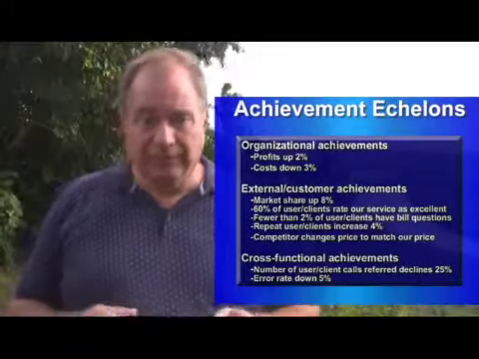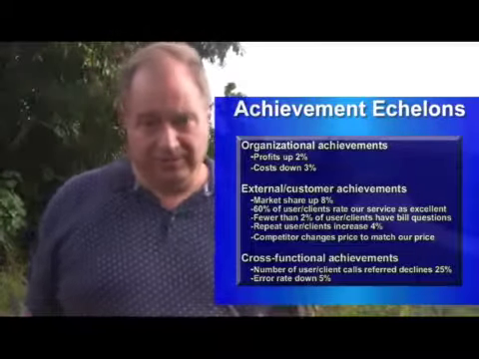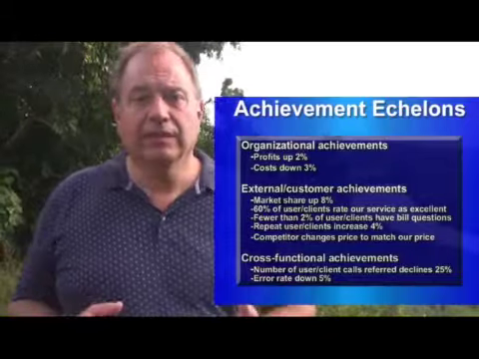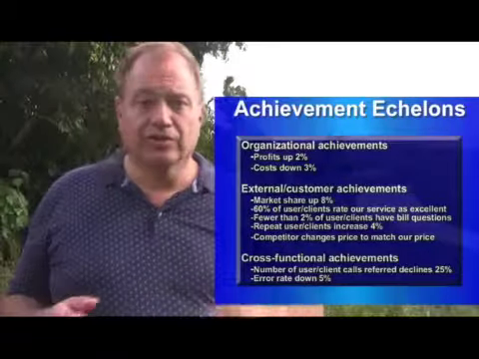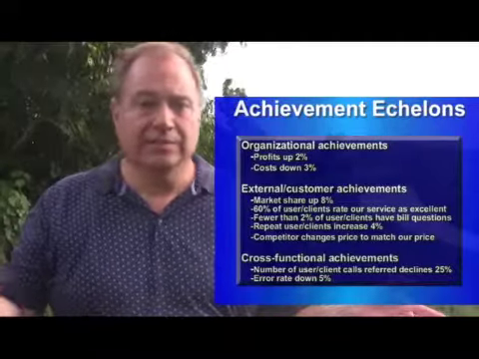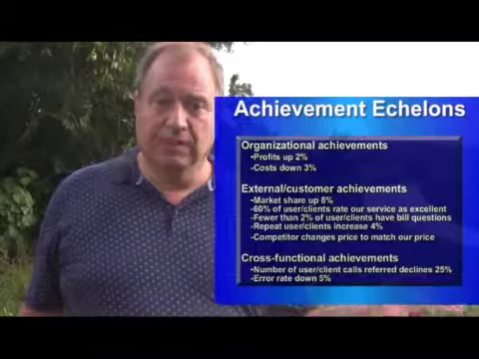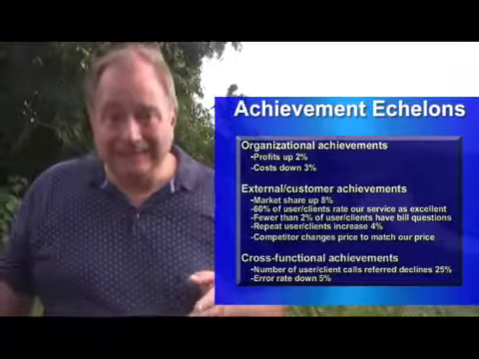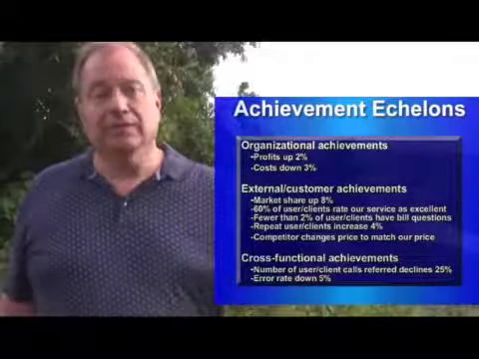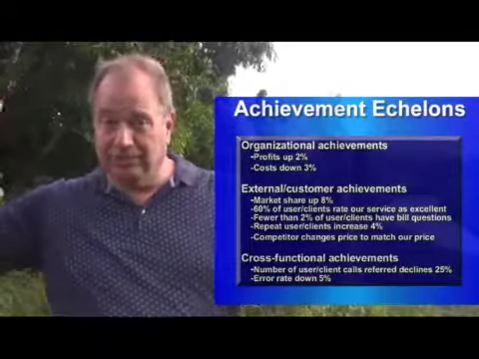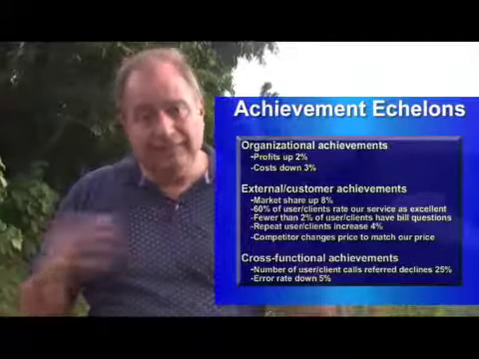One level down from that is cross-functional achievements, and that is, as an example, less than 2% of our shipments go to the wrong address because the customer database is updated every 23 hours. That would be a cross-functional result between the people maintaining the customer data and the people actually shipping. So it's not measured in the outside world or at the organizational level. It's measured between functional areas in the organization.